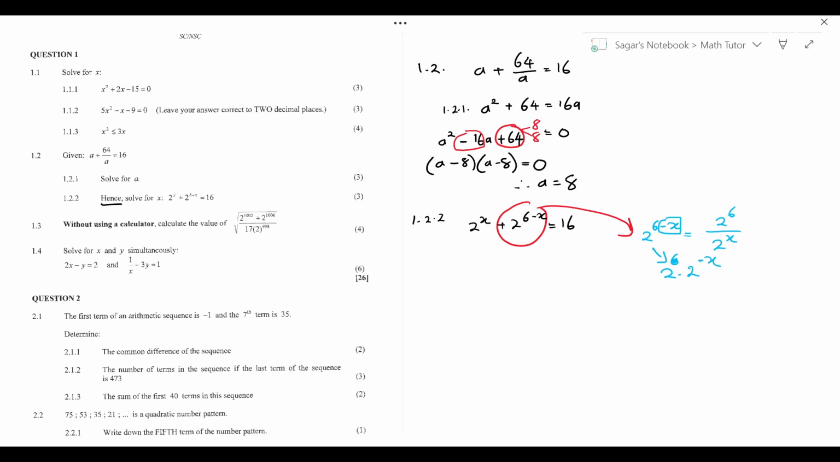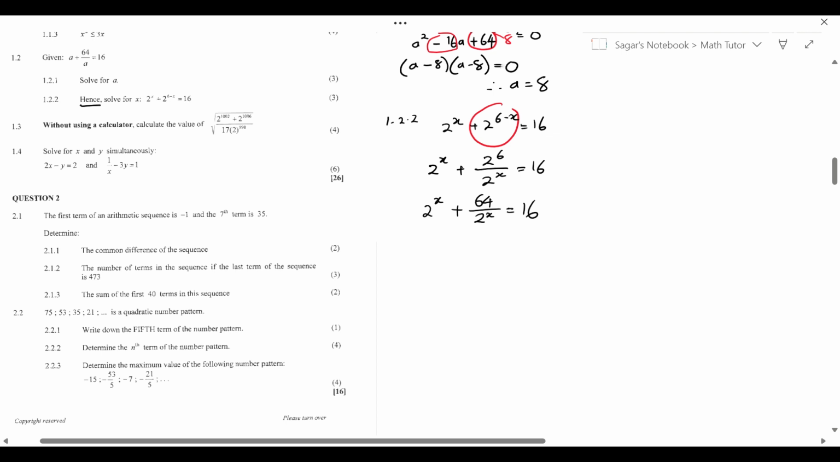There you have it. 2 to the x multiplied by 2 to the power minus x. That's what happened. So (2 to the x plus 2 to the 6) all over 2 to the x equals 16. So (2 to the x plus 64) all over 2 to the x equals 16.